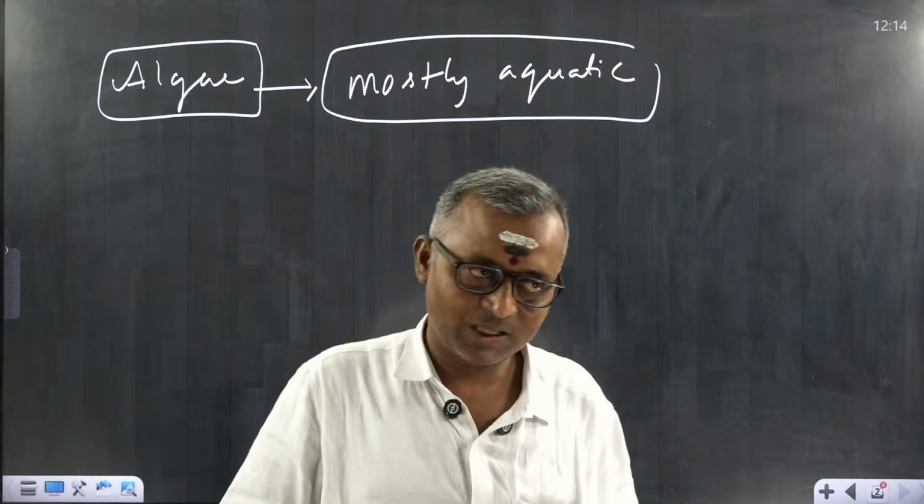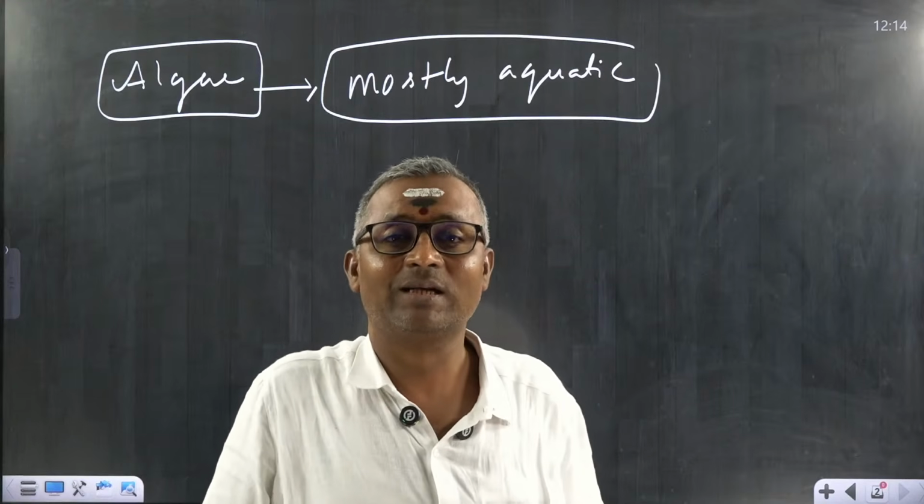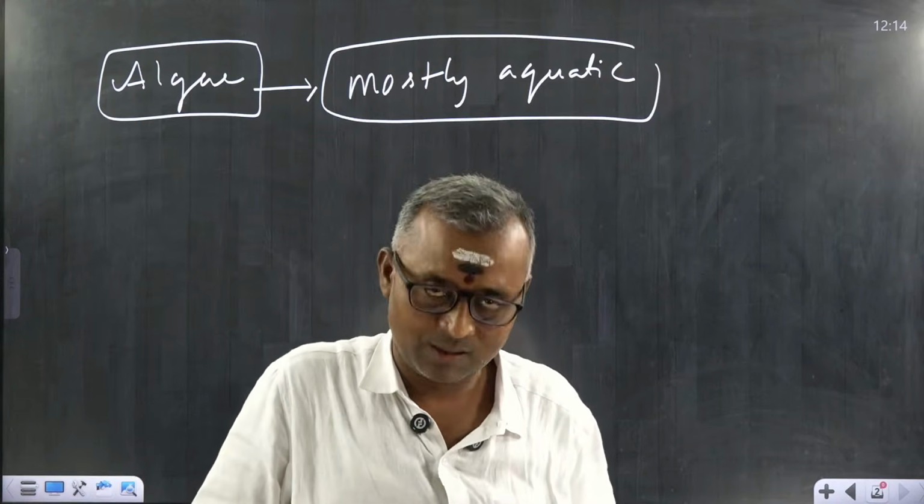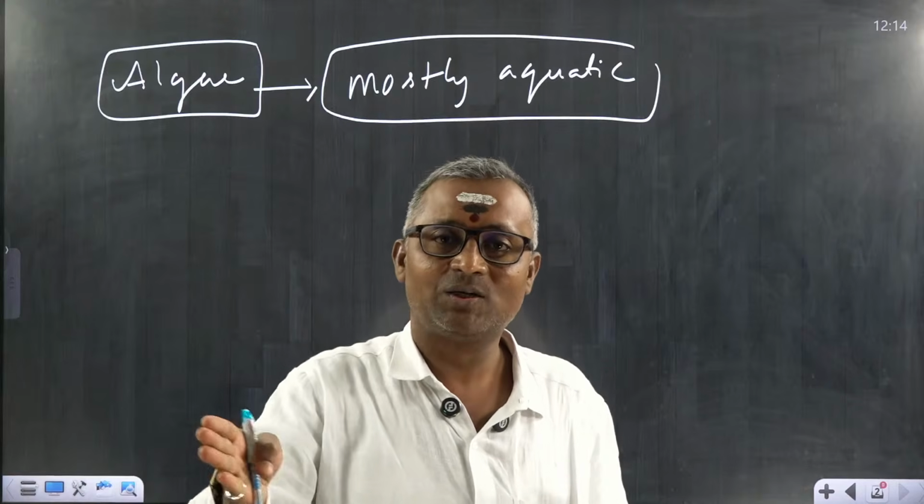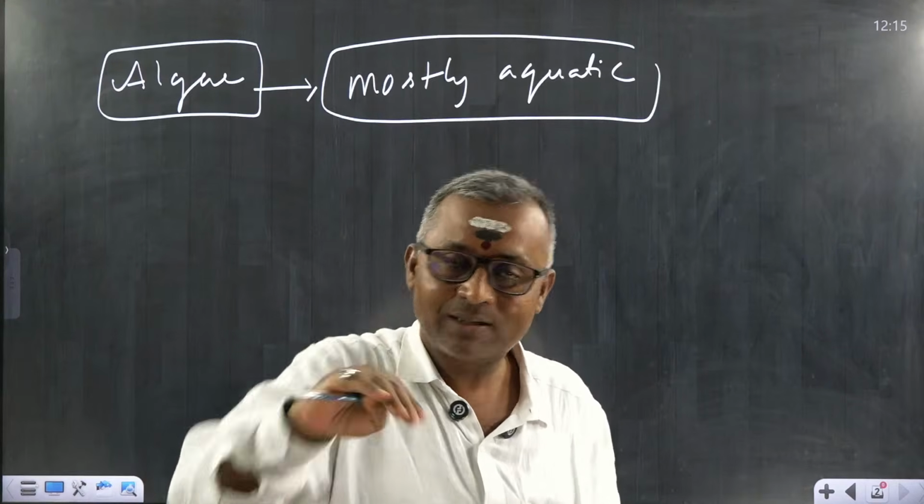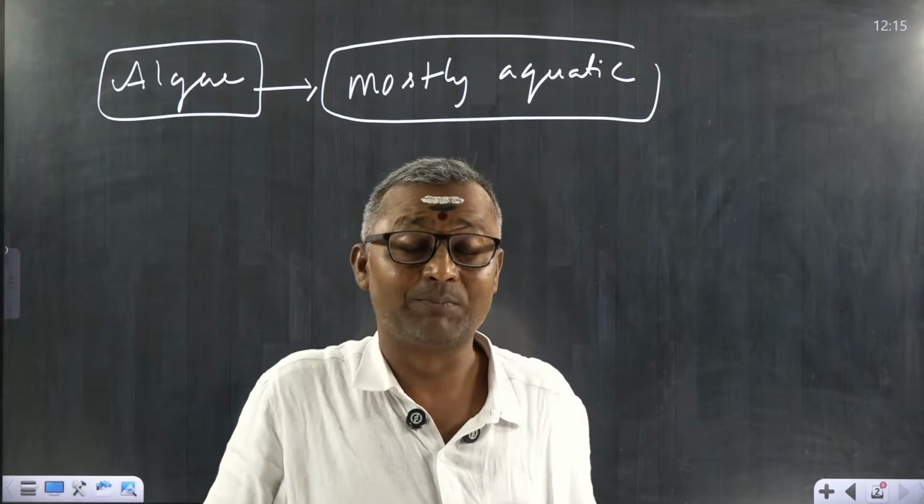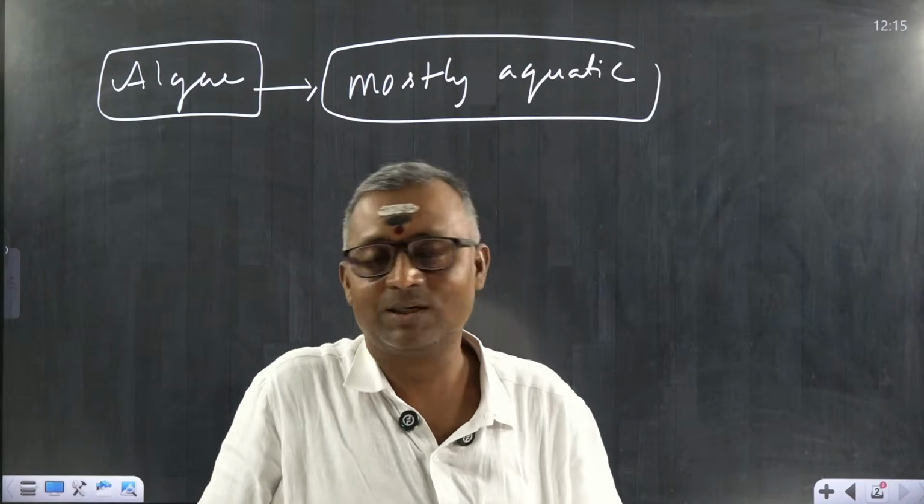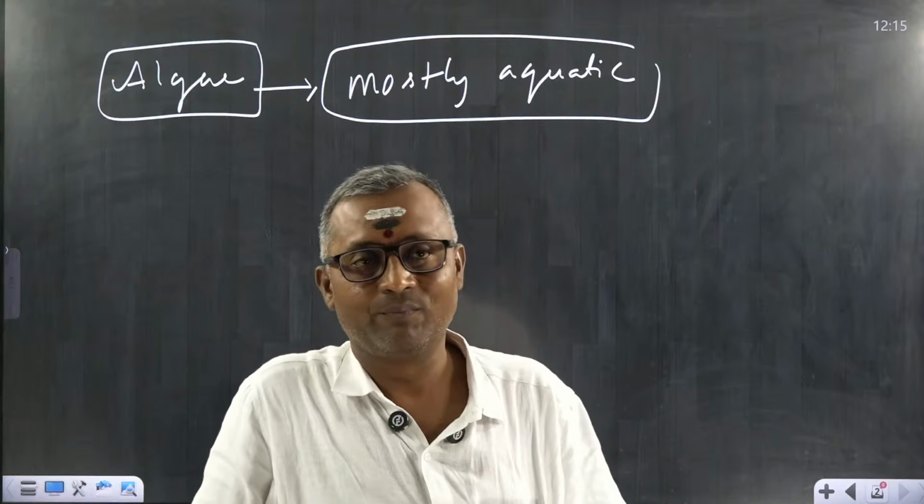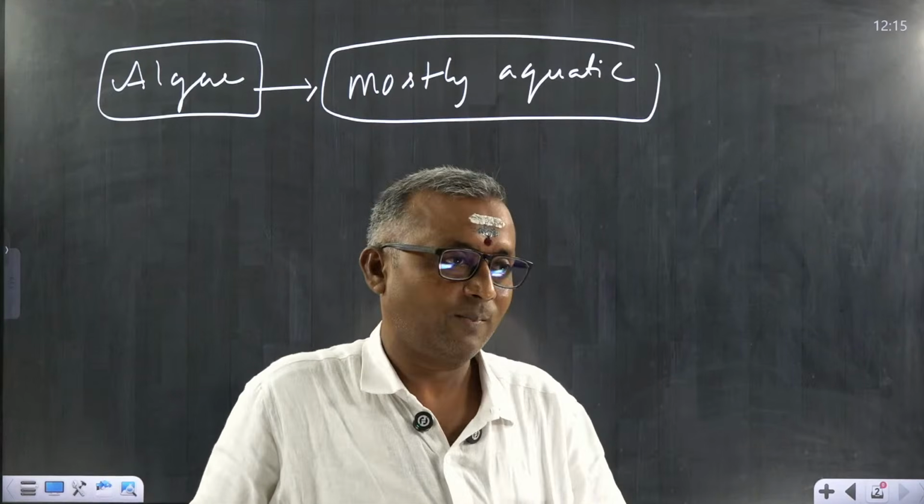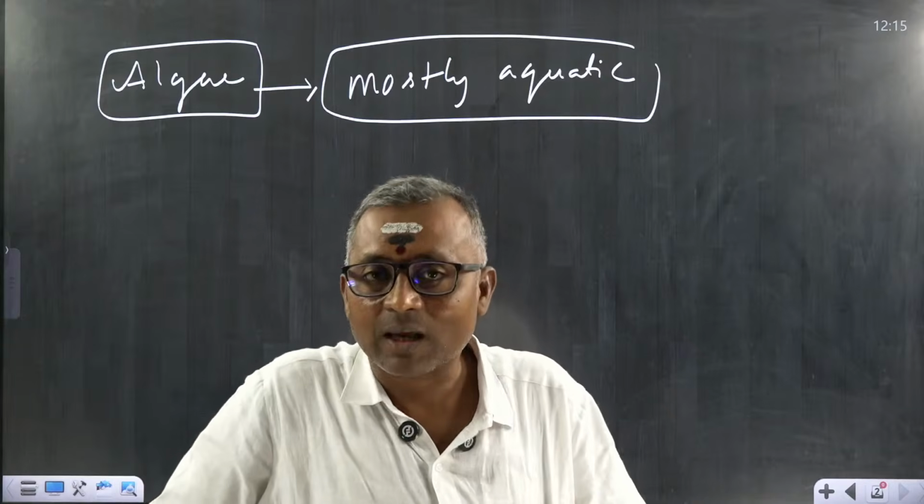Do you know what brackish water is? Brackish water is nothing but estuarine water. That means the junction where river and sea meet. That is called brackish, not blackish. It is brackish, B-R-A-K-I-S-H, brackish water. So such algae are also there. So we have different kinds of algae.